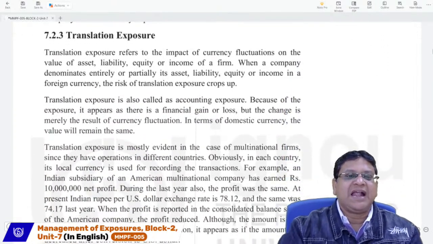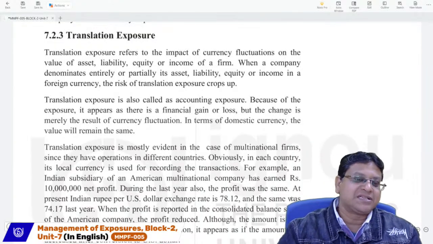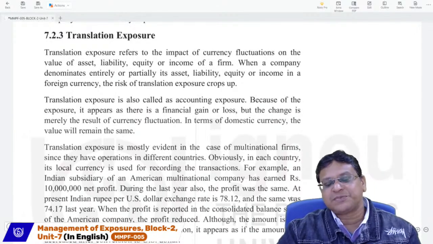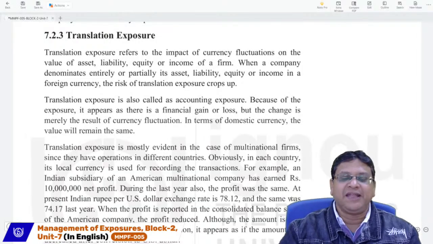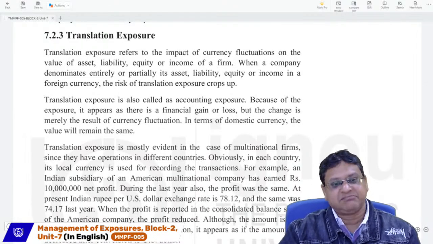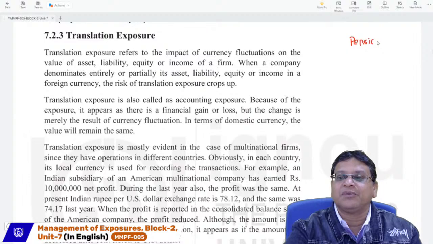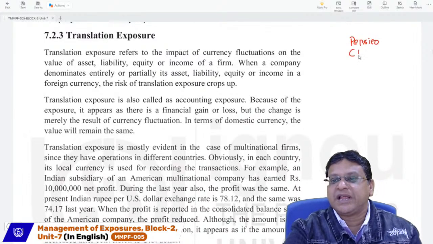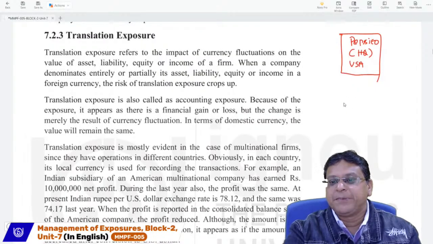Next one is translation exposure. What is translation exposure? You know that there is the concept of translation, Hindi to English, English to Hindi. Similarly, MNCs normally operate in different countries. Let's take an example. Pepsi is an MNC. It has operations in 164 countries. PepsiCo's headquarters is in the US. And it has a subsidiary company, Pepsi India.